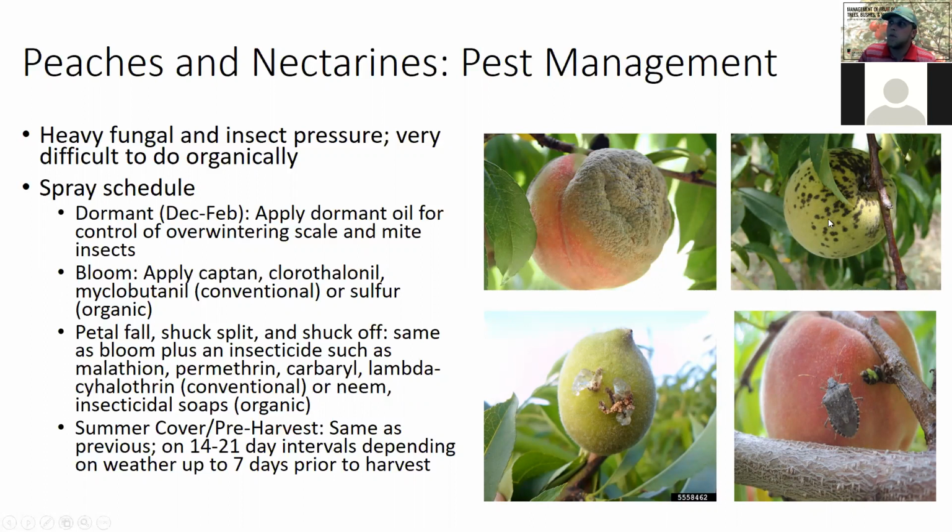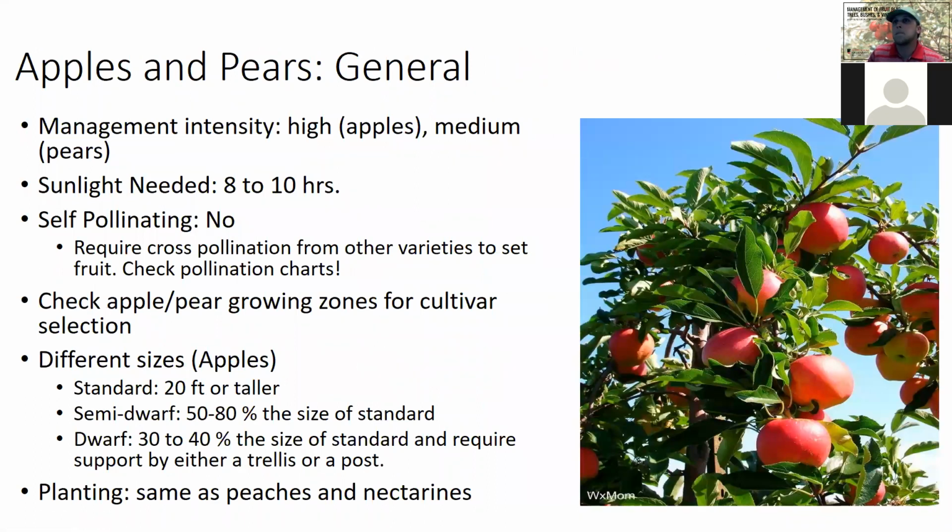Scab is more of an aesthetic disease. Nonetheless, it does open up some wounds for brown rot typically. So if you have a lot of scab, typically brown rot becomes an issue over time. And y'all feel free to stop me if y'all have any questions as we go along.